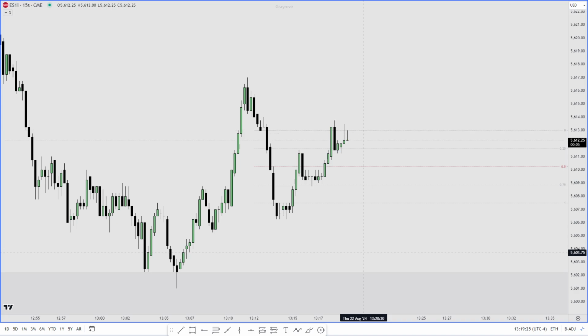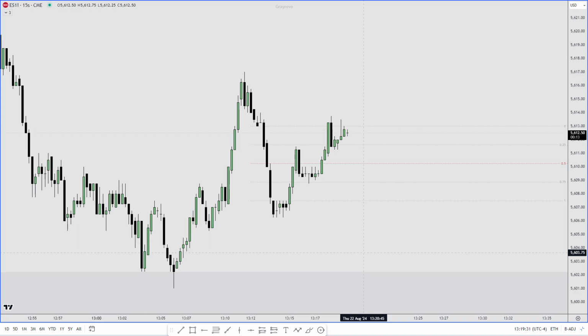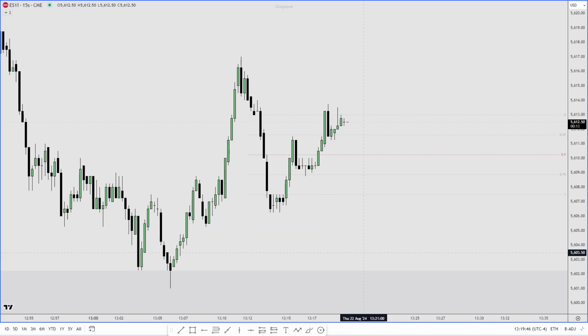Right now, I'm not sure if the price is going to continue lower or is this a reversal. So I'm going to stick to the 15 minutes order flow. So right now, order flow is still bearish. But I would be cautious of trying to take any shorts.